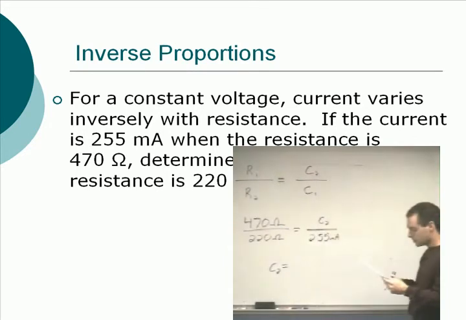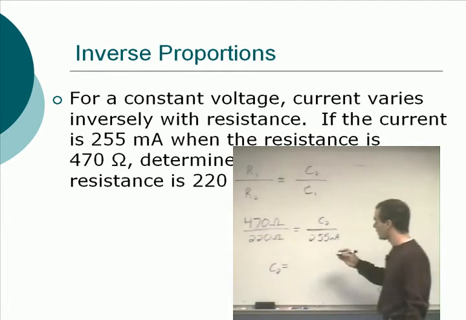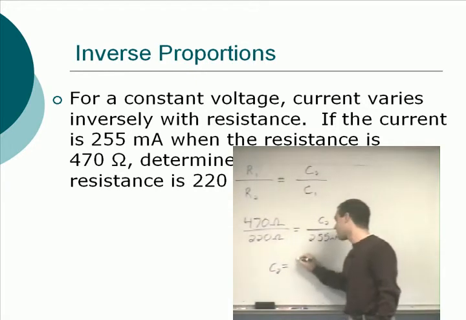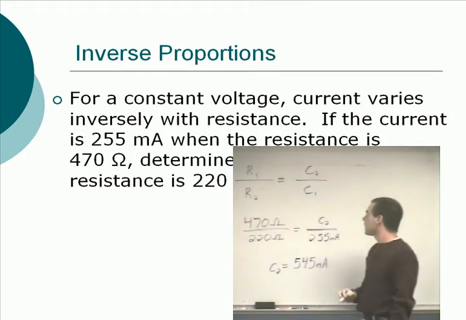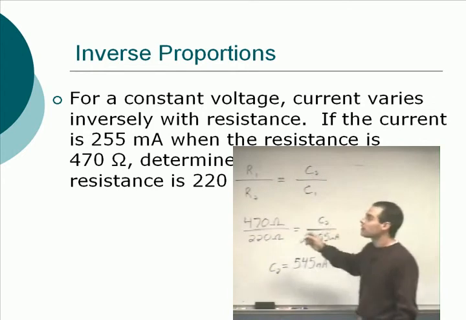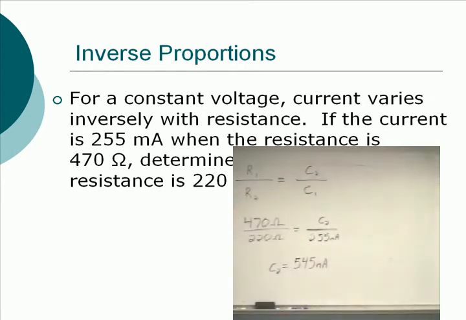And our second current turns out to be... anybody get that? 545. That's right. It turns out to be 545 milliamps. Now note, the original values given were 255 milliamps when the resistance is 470. We decreased the resistance down to 220. What happened to the current? It went up. So decreasing the resistance meant that we increased the current. Inverse relationship. One goes down, the other goes up.